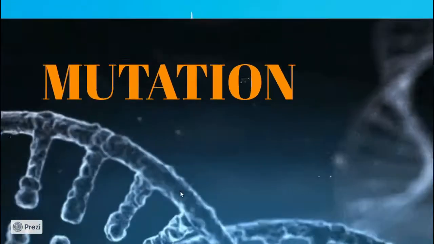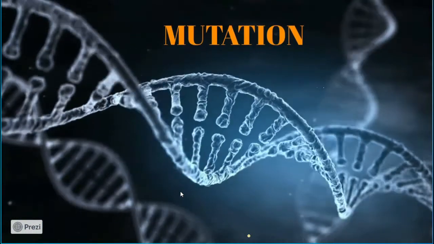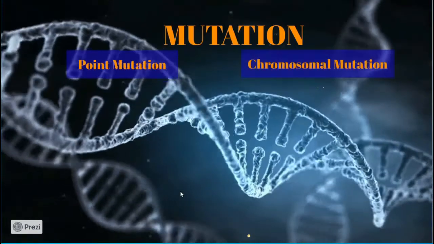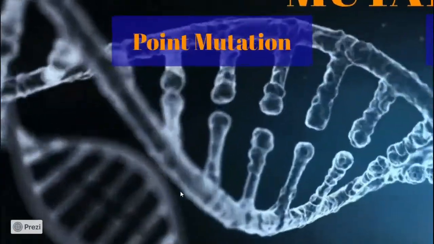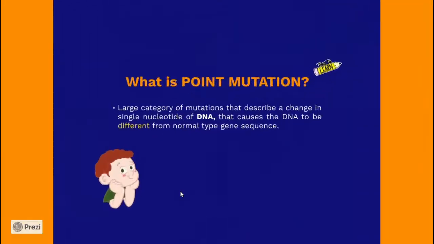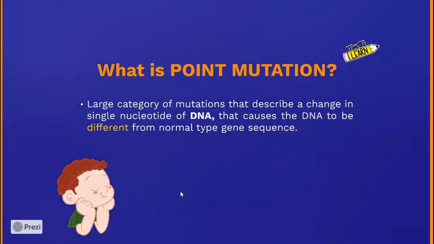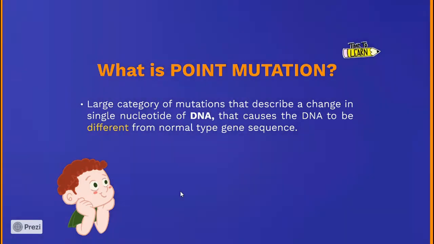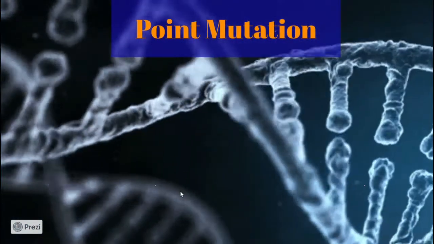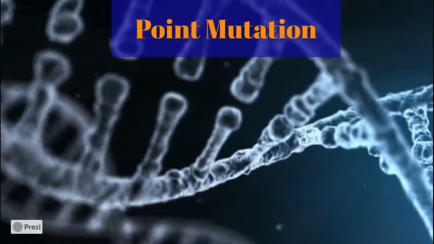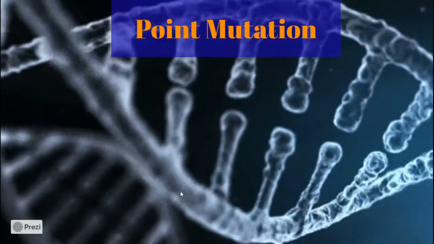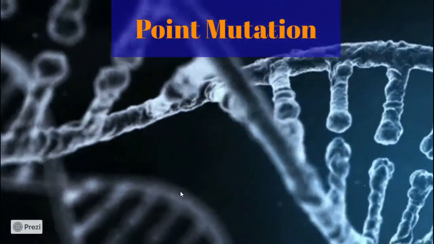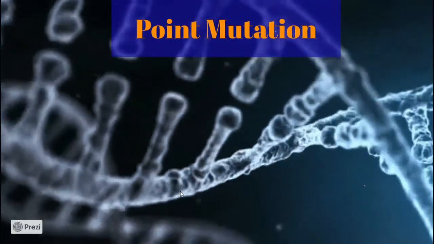Okay, so mutation has classifications. We have point mutation and chromosomal mutation. Point mutation is a large category of mutation that describes a change in a single nucleotide of DNA that causes the DNA to be different from the normal gene sequence. Probably a nucleotide is switched for another nucleotide, or a wrong base is inserted, or there is a deletion in the sequence.